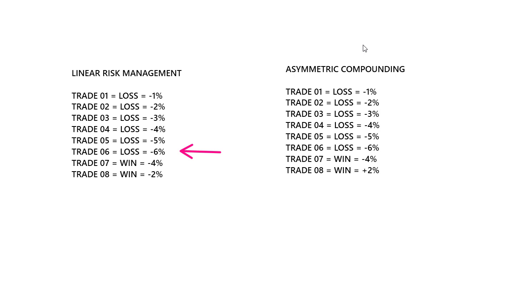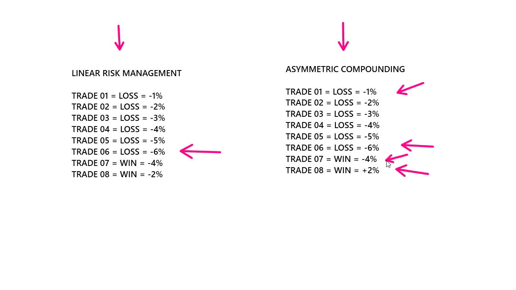Now, here's the thing. If you are trading with the same trading strategy, taking the same trades as someone using the linear risk management technique, but you are using asymmetric compounding instead, you could have 6 losses in a row, which will cause you to be down about minus 6%, but only having just 2 back-to-back winners is going to bring you up to plus 2%. How's that possible, you ask? Well, it's simple, because when you had those losses, you're always risking 1% of your trading account's capital on each of those trades you took.